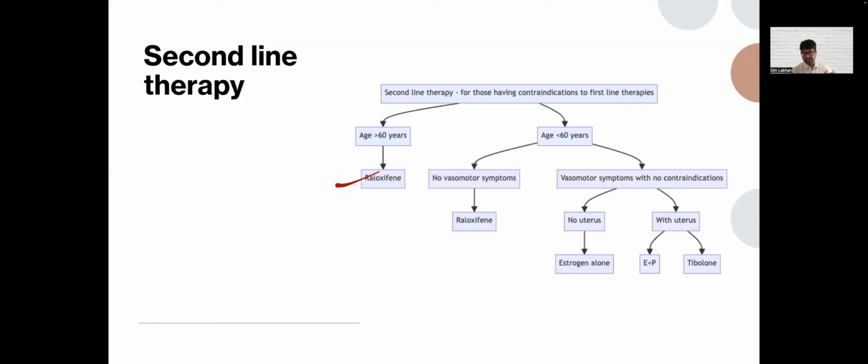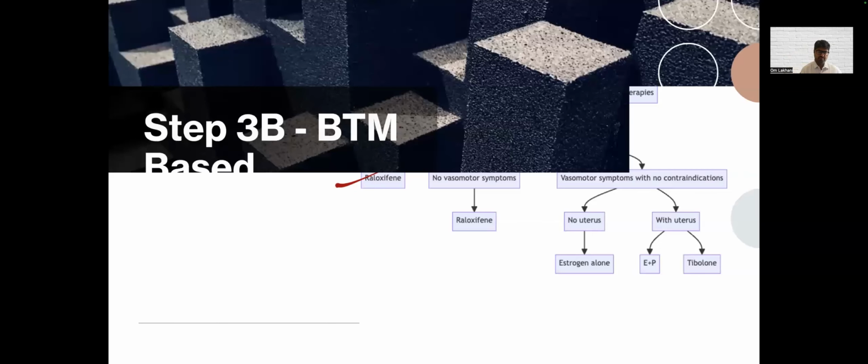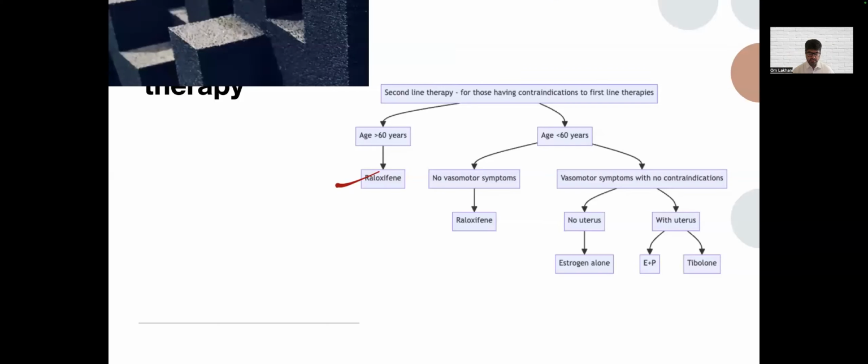So again, consider first line therapy, but if the patient has some reason for not taking first line therapy, you can consider second line therapy. Now, there is an innovative approach for doing this using bone turnover markers. Bone turnover markers are basically blood tests. We'll see what they are.